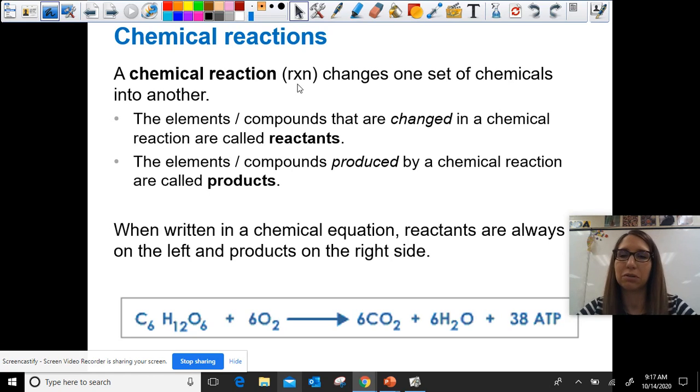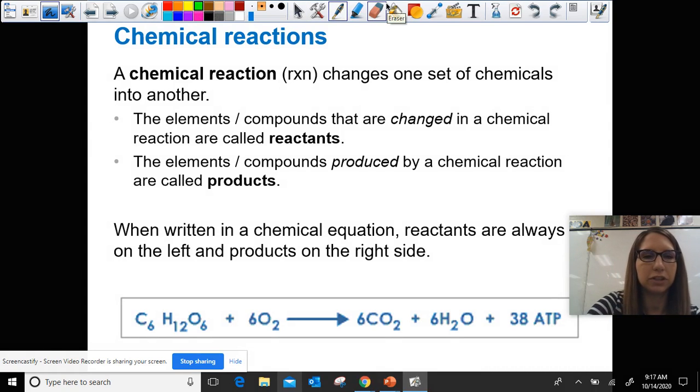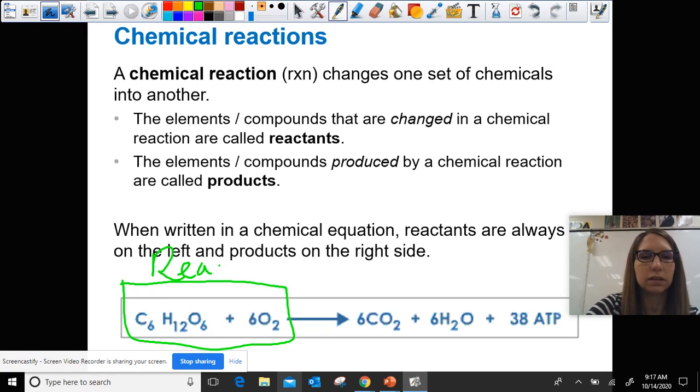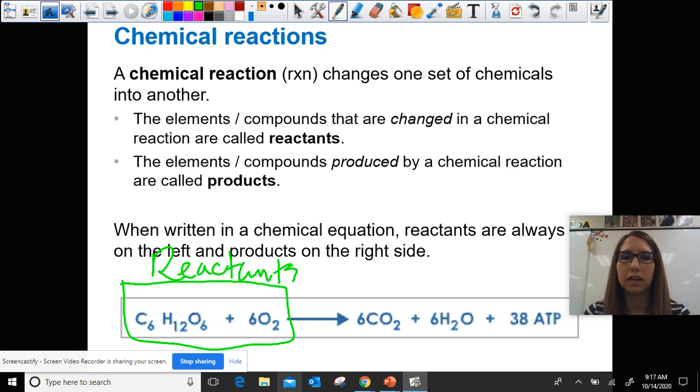So chemical reaction, or RXN, is a change in one chemicals into something else. So the chemicals or the elements or compounds that we change in any type of chemical reaction are what we refer to as reactants. These are those things that when we write a chemical equation, we're always going to put on the left-hand side. So over here on this side of my chemical equation here are where I have my reactants. Okay, so the reactants are what we always start with in any chemical reaction.